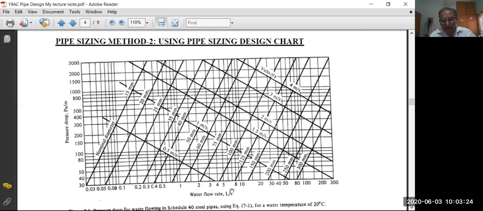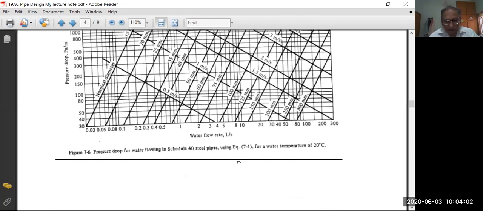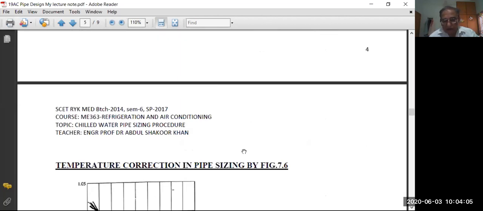Flow rate is given here on the x-axis, and on the vertical axis the pressure drop is given, in Pascal per meter. Backward slanted lines give velocity: 4 meters per second, 3 meters per second, 2 meters per second. Forward slanted lines give the diameter of the pipe in millimeters, which can be read as 15, 20, 25, 35 and so on. This calculation tool is used for solving problems of chilled water design.